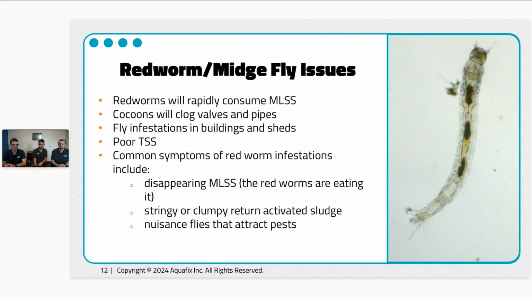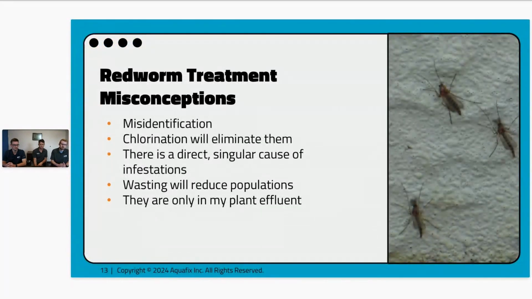So some misconceptions with treatment, the biggest one being misidentification. So knowing what's in the system, knowing what kind of organism, either in a larvae stage or in that fly end stage, what exactly it is, what is going to be our next step to helpful and beneficial treatment.